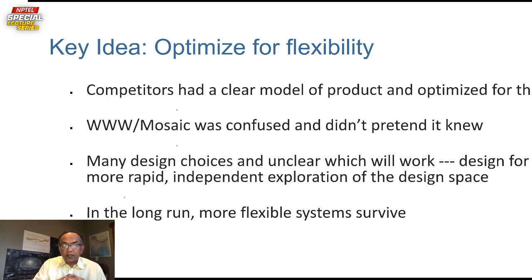The key idea here is that it was optimized for flexibility. The competitors like Gopher and Archie and AOL had a very clear model of the product they wanted to build, and they optimized for that. In contrast, one could almost say that the web was a little confused and it didn't pretend it knew what the final product should look like. There were many possible design choices, and it was unclear which would work. So instead of optimizing for a particular point in the design space, it was designed for a rapid parallel exploration of the design space. And one of the things I have realized is that in the long run, more flexible systems survive.